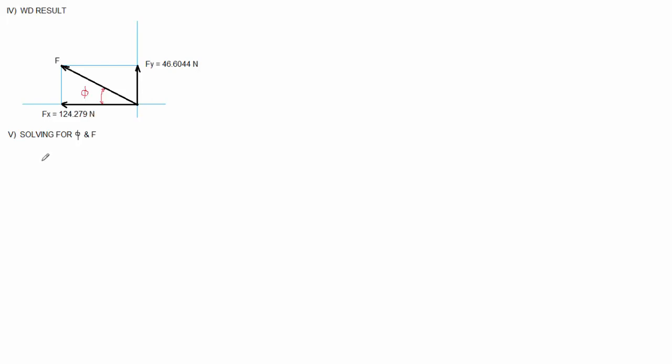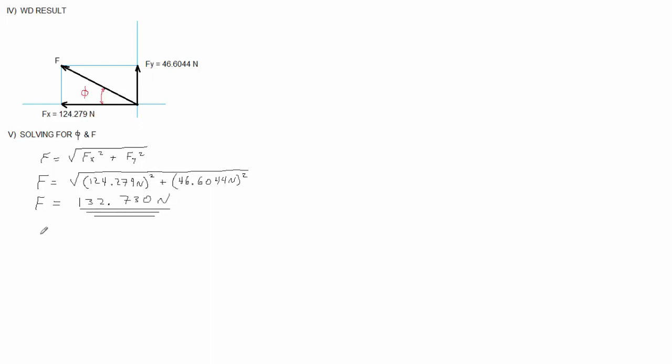Since this is a right triangle, F equals the square root of Fx squared plus Fy squared. And so we find F to equal 132.730 newtons. You will notice that I don't have a sign on that. This is strictly a magnitude. When you solve for F using this particular method, it doesn't matter what signs you had in Fx or Fy. You're squaring them, so they're going to come out positive. So this equation will not tell you the sign, it will just tell you the magnitude, and you should not have a sign on there.